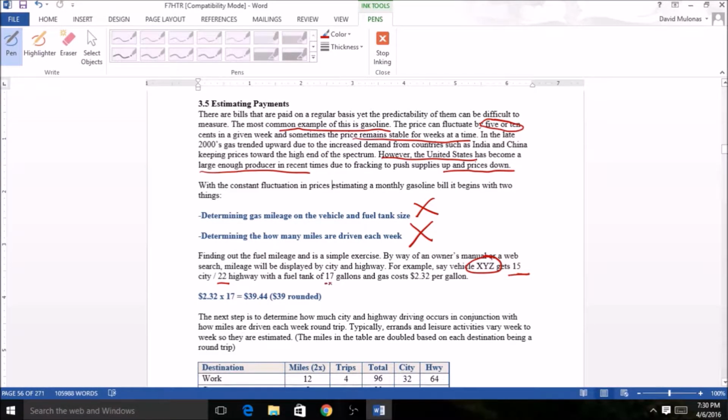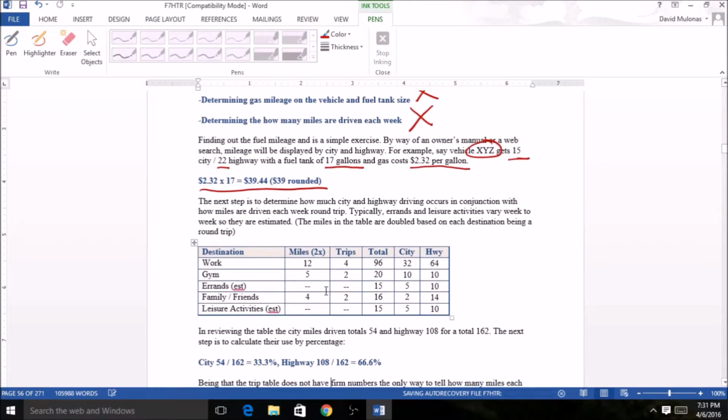Now in Jasper's case, we're going to say that his car is 17 gallons in terms of the tank size. And the gas at this point, hypothetically, we're going to say is $2.32 a gallon. If we take that figure and perform some basic math, 2.32 times 17 is $39.44, and we're going to round down because 0.44 is less than 0.5. Okay, so there's our basis.